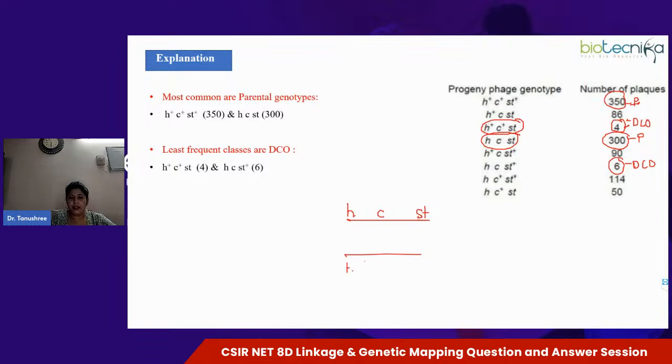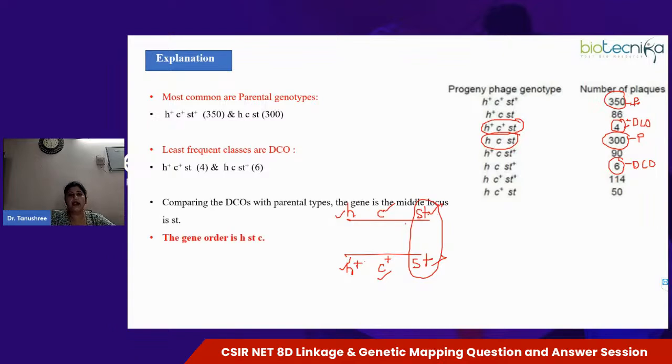Okay. Now, what do you have to look for? Odd one out. So you can see this one is mutant, this is wild type allele. This is the mutant allele of the gene on one chromosome, this is wild type. But here these two are mutant. So this is odd one out. So that means this must be in the middle. So gene order is HSTC and not HCST, right?